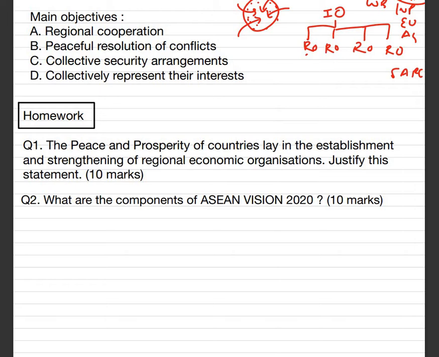Alright, so ASEAN has three kinds of communities: political security community, economic community, and socio-cultural community.